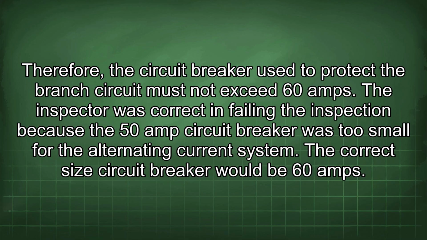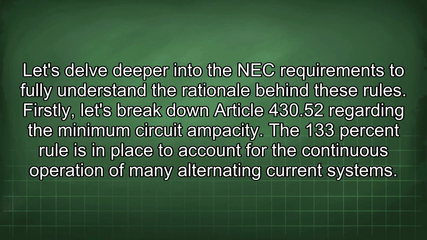The inspector was correct in failing the inspection because the 50 amp circuit breaker was too small for the alternating current system. The correct size circuit breaker would be 60 amps. Let's delve deeper into the NEC requirements to fully understand the rationale behind these rules. Firstly, let's break down Article 430.52 regarding the minimum circuit ampacity.